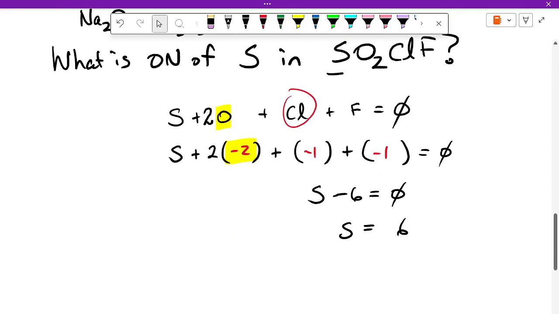Good question. Are we happy with this answer? S equals 6. No, why not? Every oxidation number needs a charge. So if it's positive, you have to write the positive. This positive is required.